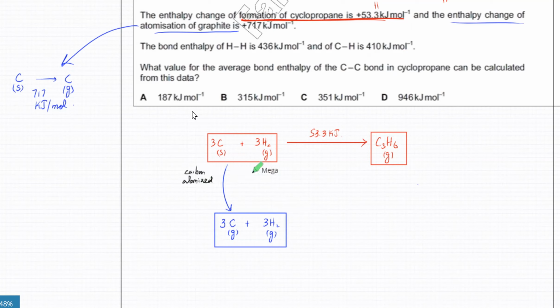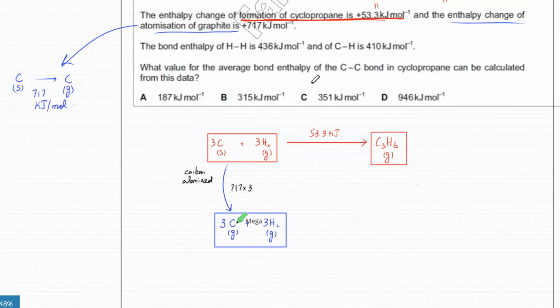So the energy that would be required for this would be 717, but times 3, because I've got 3 carbons. I'm turning 3 solid carbon atoms into 3 gaseous carbon atoms. Is this clear? Reid, is this clear? Ospa, is this clear? Mahad? Yes, sir.